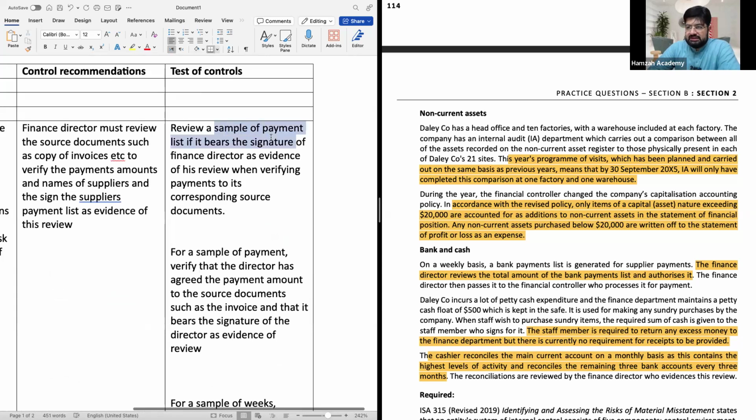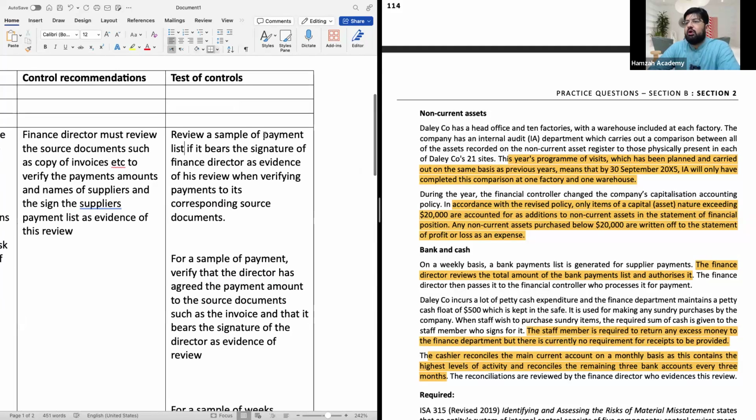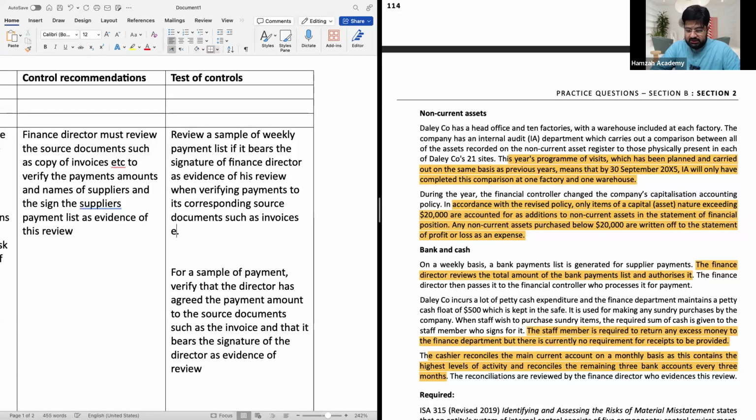Review a sample of payment lists. Weekly basis, right? Sample of weekly payment lists, to see if it bears the signature of finance director as evidence of review when verifying payments to its corresponding source documents, such as invoices, etc. Now it is complete. Evidence for verifying. Now it is better. Okay, now it is good.